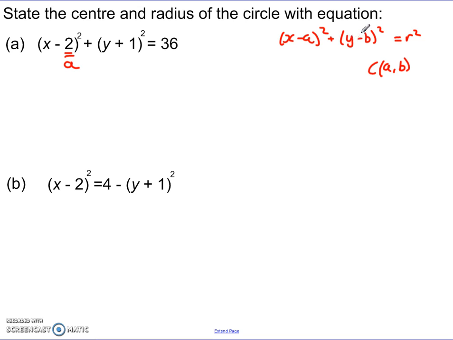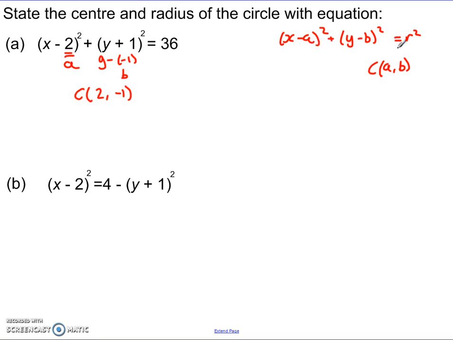For the y part, it's y minus b all squared. But in this one, it's y plus 1. So what I can do is think of it as y minus -1 all squared, because it has to be a negative in the middle of the bracket. In that case, I know then that the -1 is equal to my b. So I can read off my centre from that as 2, -1. What I then have to do is figure out my radius.